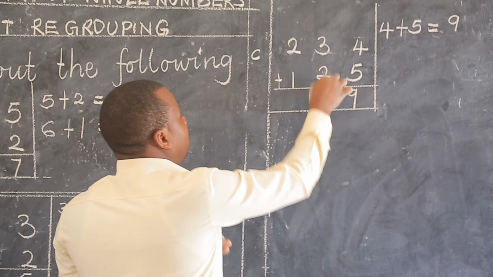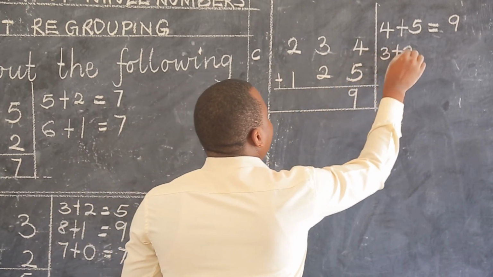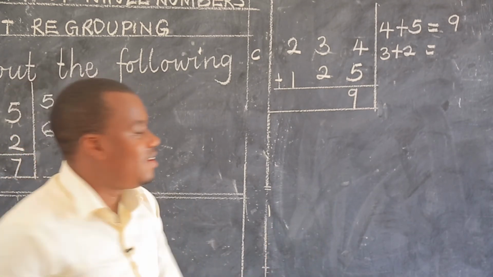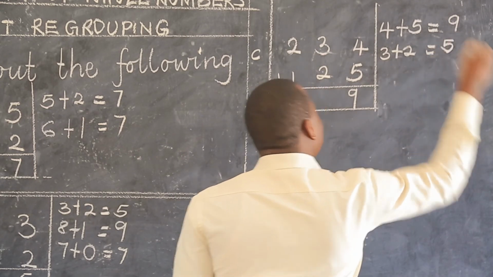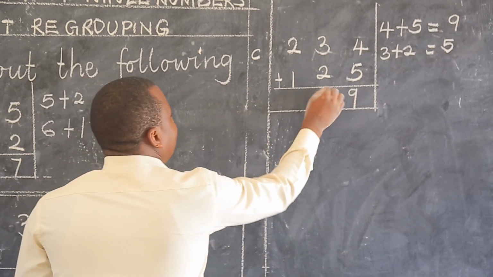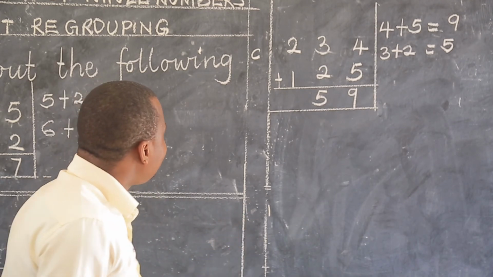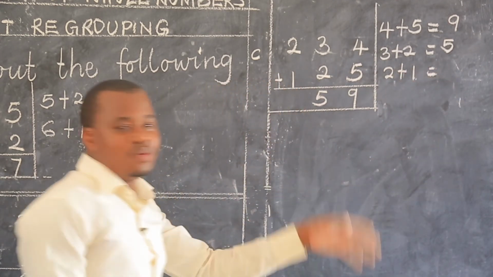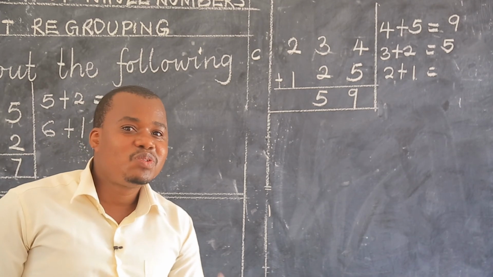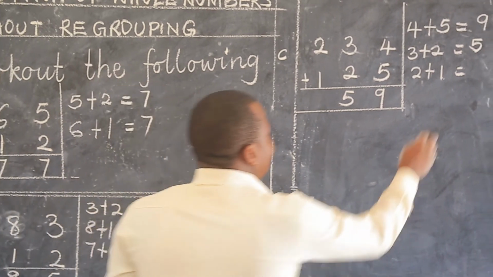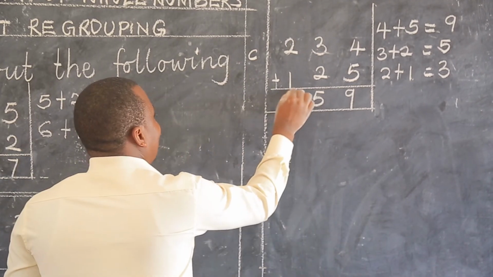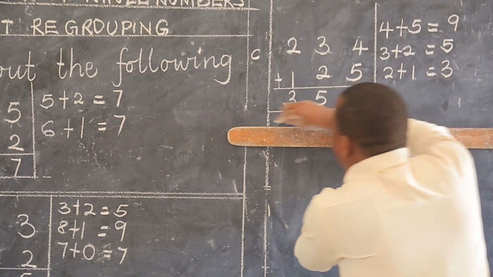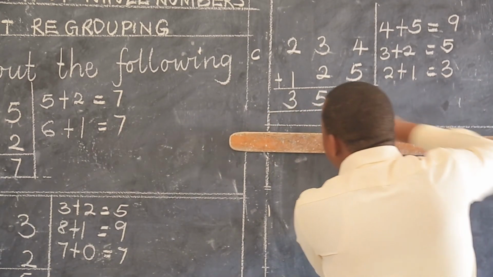Then the next place value, tens. This is 3 plus 2. My good children, 3 plus 2 is 5. That's correct. It's perfect. 3 plus 2 is 5. Then I come here and write my 5. Then I got the last place value. This is 2 plus 1. 2 plus 1 is 3. So after getting 3 here, I come and write. I'll come and underline my answer.